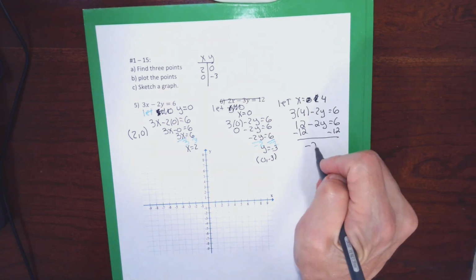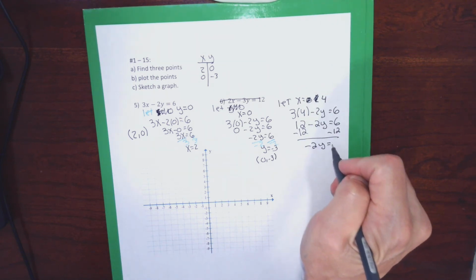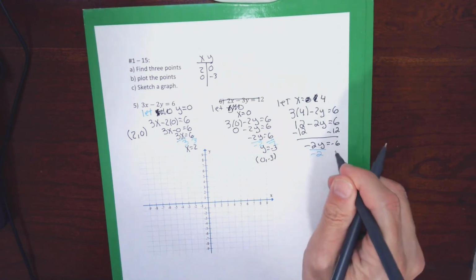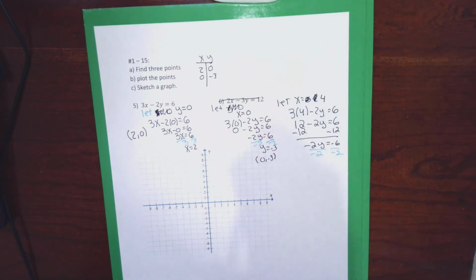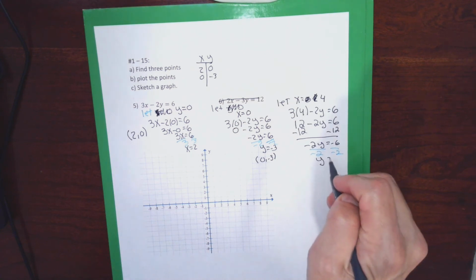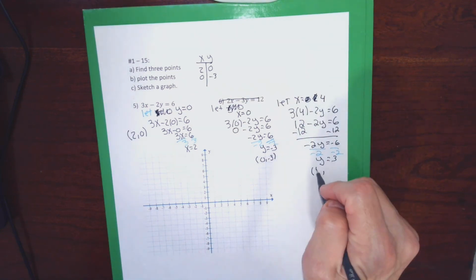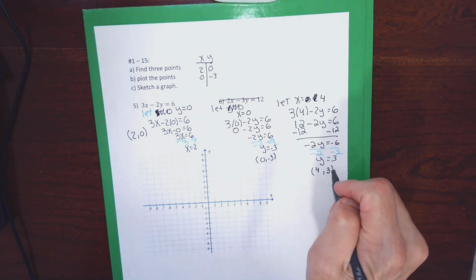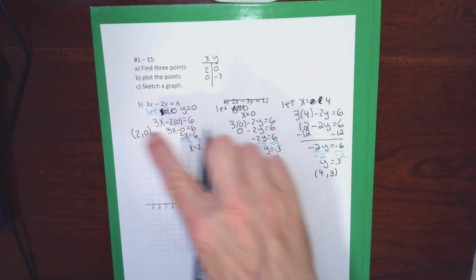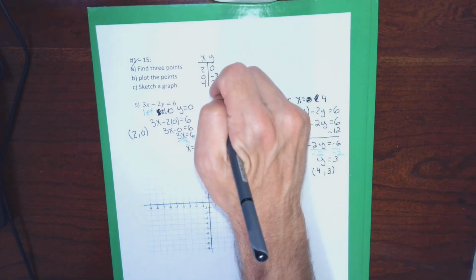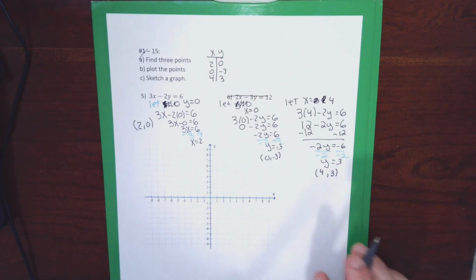That's going to give me minus 2y equals minus 6. And then divide by negative 2, divide by negative 2 gives me y equal to 3. So when I go to write my point, I plugged in 4 for x and I got 3 back for y. You could write your points like I have there. That's considered finding 3 points. Making a table like I have is considered finding 3 points.